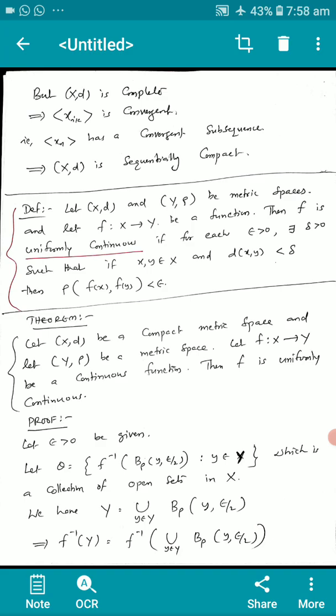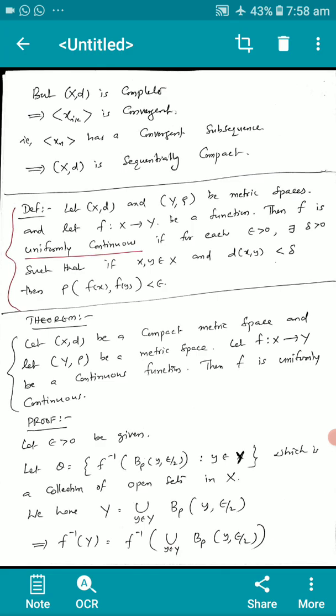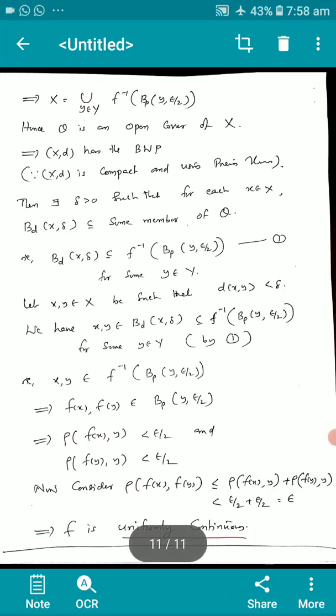Then comes the theorem with the statement: let (X, d) be a compact metric space, and let (Y, rho) be a metric space. Let f from X to Y be a continuous function, then f is uniformly continuous. Proof: let epsilon greater than 0 be given. Theta is taken as the collection of f inverse of B_rho(y, epsilon by 2) such that y in Y, a collection of open sets in X. We have Y equal to the union of B_rho(y, epsilon by 2) for y in Y. This implies f inverse of Y is equal to f inverse of the union over y in Y of B_rho(y, epsilon by 2), which implies X equals the union over y in Y of f inverse of B_rho(y, epsilon by 2). Hence theta is an open cover of X.